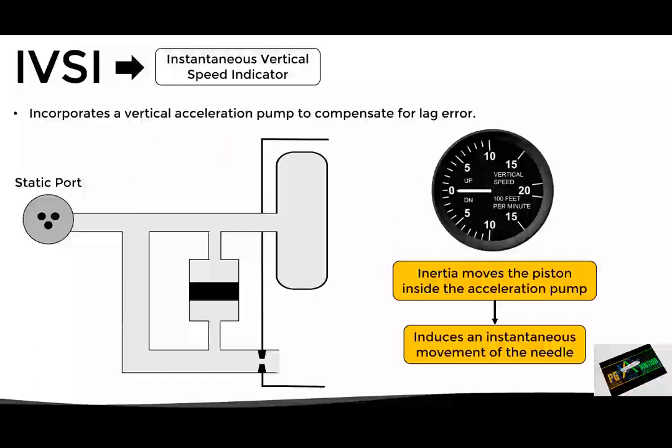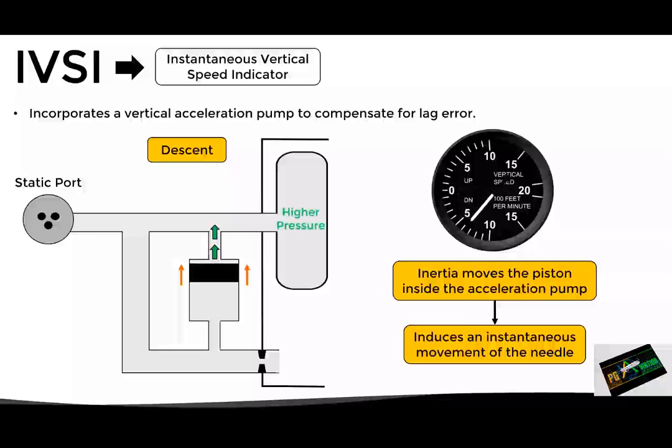Now, in case of a sudden descent, the inertia will cause the piston to move upwards in the acceleration pump. This causes a rapid increase in pressure inside the capsule, which has the effect of an instantaneous descent rate indication. Again, the springs will return the piston to the neutral position, and the instrument will continue to work normally.